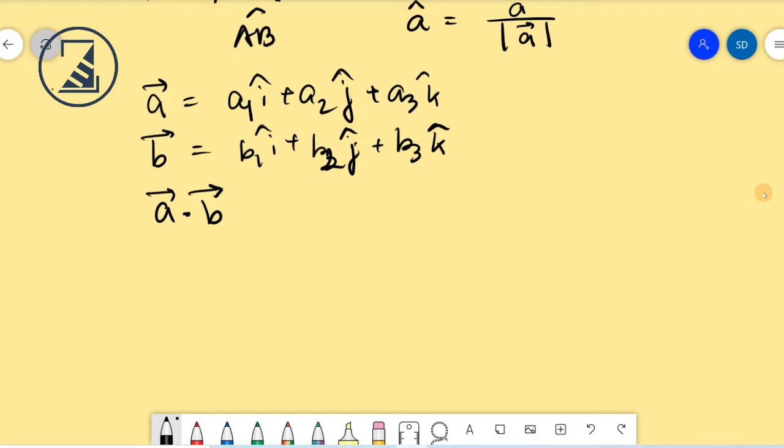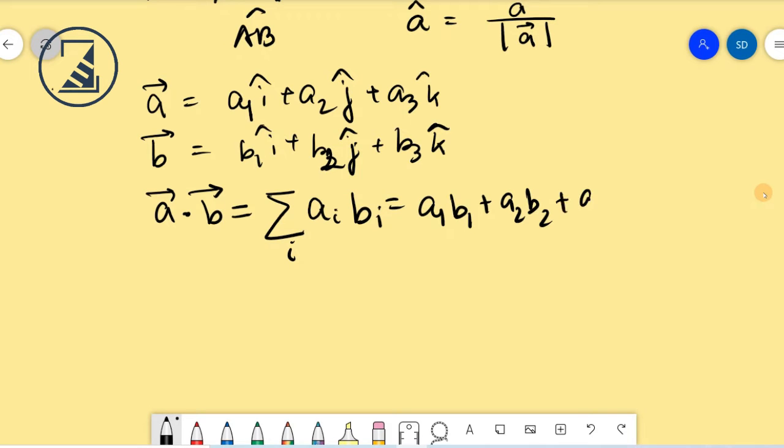Then the dot product between these two vectors, A vector and B vector, is written as A dot B, and it is defined as the sum of a_i b_i with running index i. This is nothing but a1 b1 plus a2 b2 plus a3 b3. So this is my definition of the dot product.